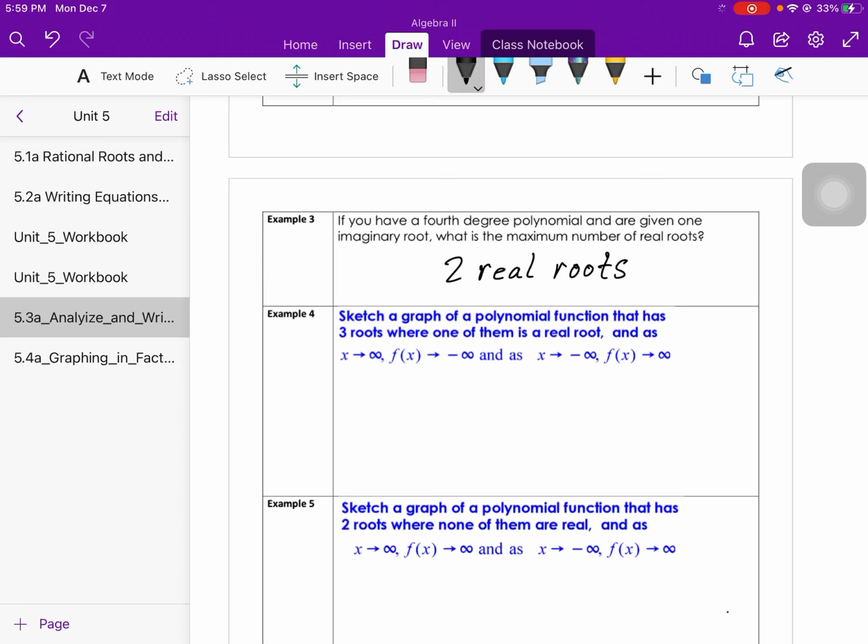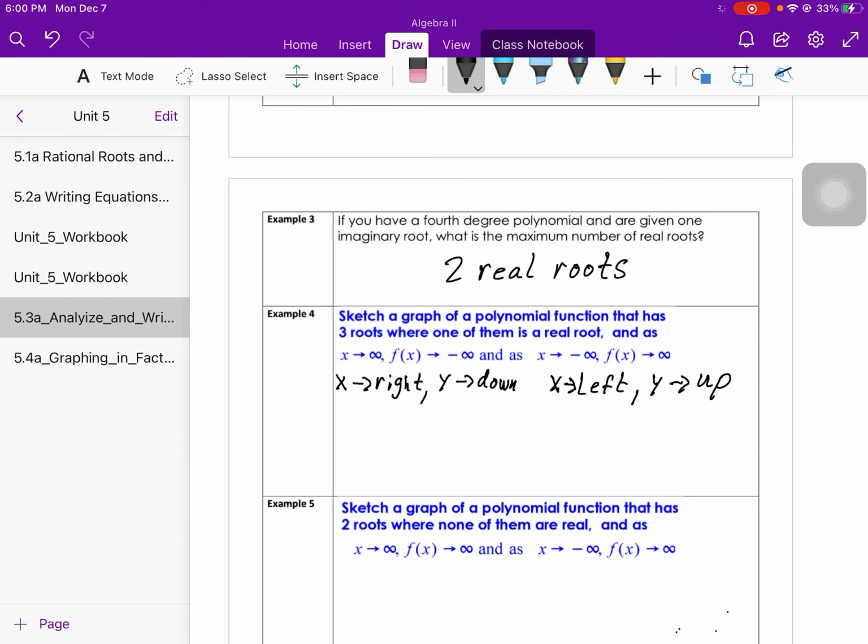Number 4, sketch a graph of a polynomial function that has 3 roots where one of them is a real root. Okay, this is the same thing as x approaches infinity, f of x goes down. That's the same thing as x goes to the right, y goes down. And then the other side is the same thing as saying as x goes to the left, y goes up.